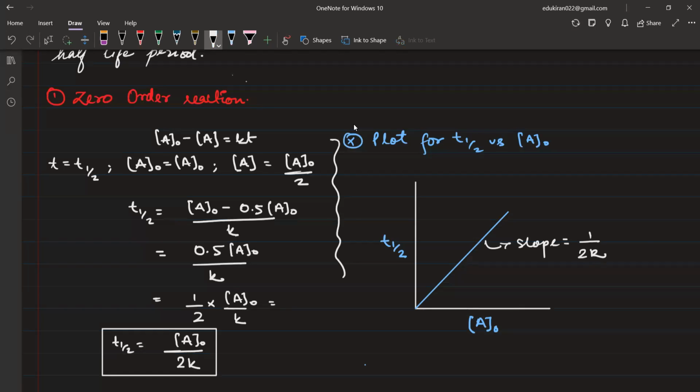So this kind of straight graph will come, and they will ask you what is the order of reaction. They will give you the plot for T half and A naught, and they will not even give you the slope. They will just give you this plot and ask for the order of reaction. You have to say that this is zero order reaction. Also see that T half is dependent on the concentration of A. If the initial concentration of A is high, the T half is high. If the initial concentration of A is low, the T half is also low.